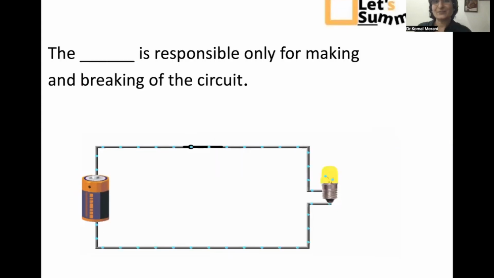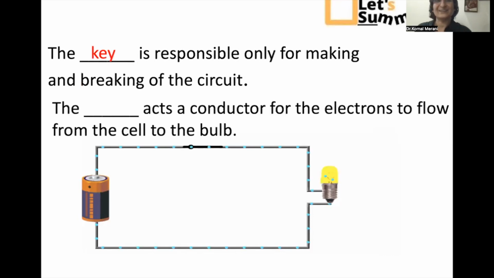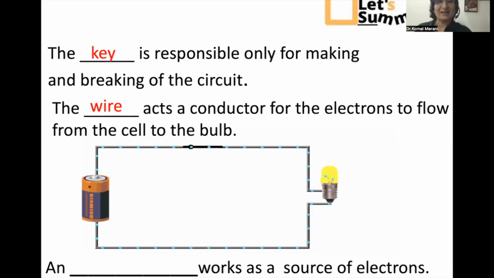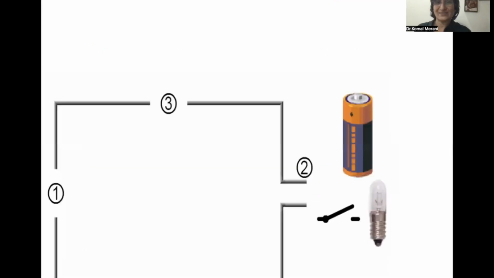You can see, who is responsible for making and breaking of the circuit? Yes, it's the key. What acts as a conductor for the electrons to flow from the cell to the bulb? That's the wire. And what works as a source of electrons? Yes, it's the cell, electric cell.